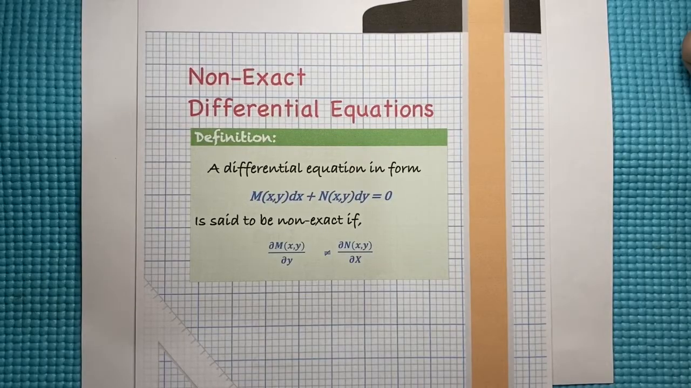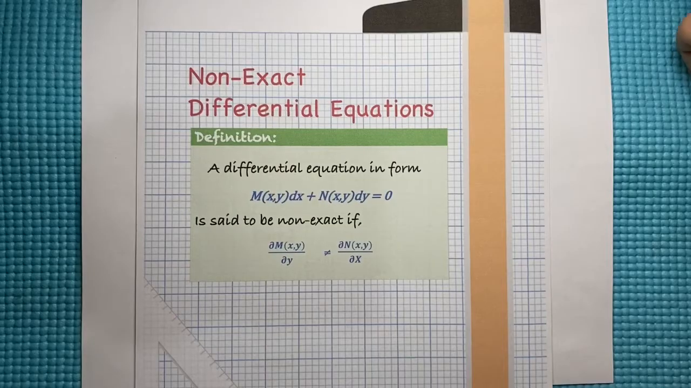A differential equation in the form of an M function of x and y dx plus an N function of x and y dy equals 0 is said to be non-exact if the partial derivative of the M function with respect to y is not equal to the partial derivative of the N function with respect to x. As long as the partial derivatives of those two functions are not equal, it is classified as a non-exact differential equation.